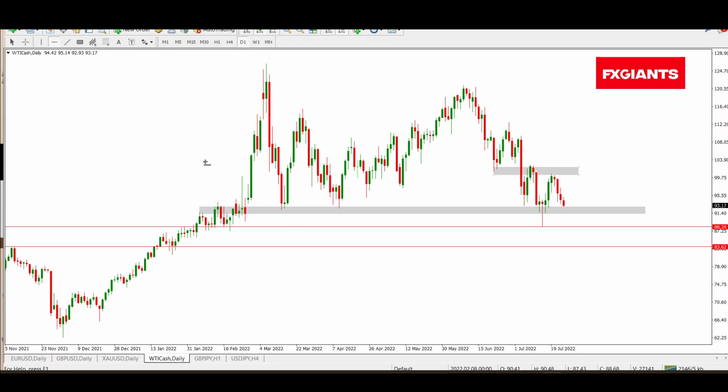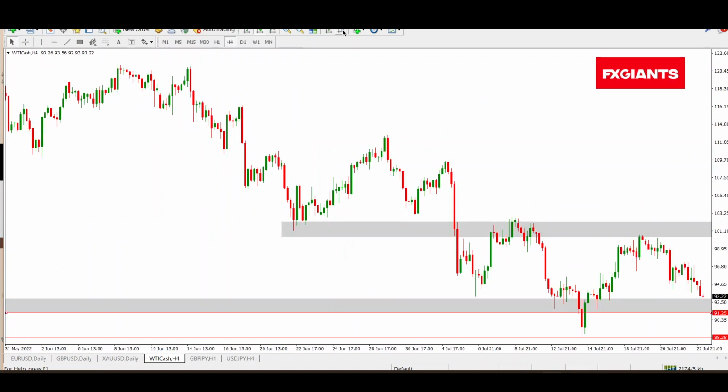Now what we would love to see today or within the week is a break below 91 region. Once we break below 91 zone, we'll be expecting price to come back to 88 zone, and if price breaks below 88 zone, we can expect as low as 83 zone. Let's see from the 4 hours time frame if there is a clear setup.